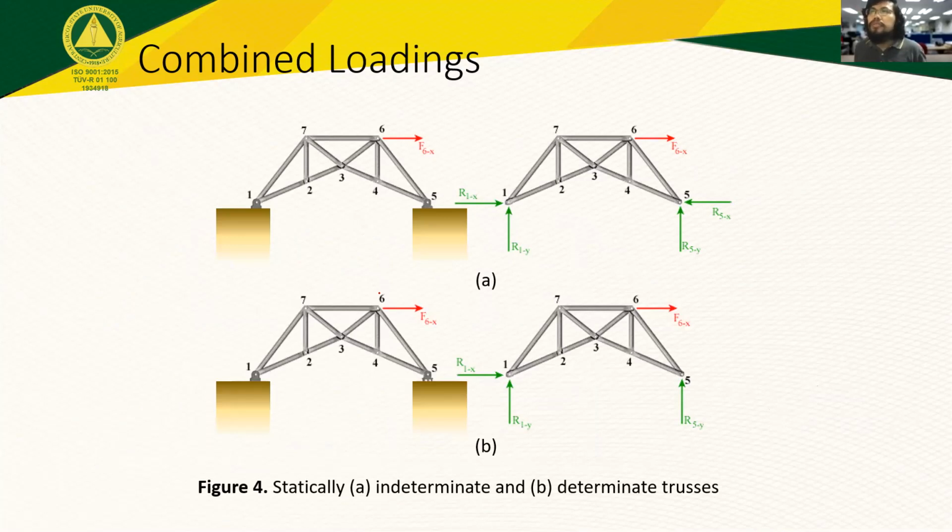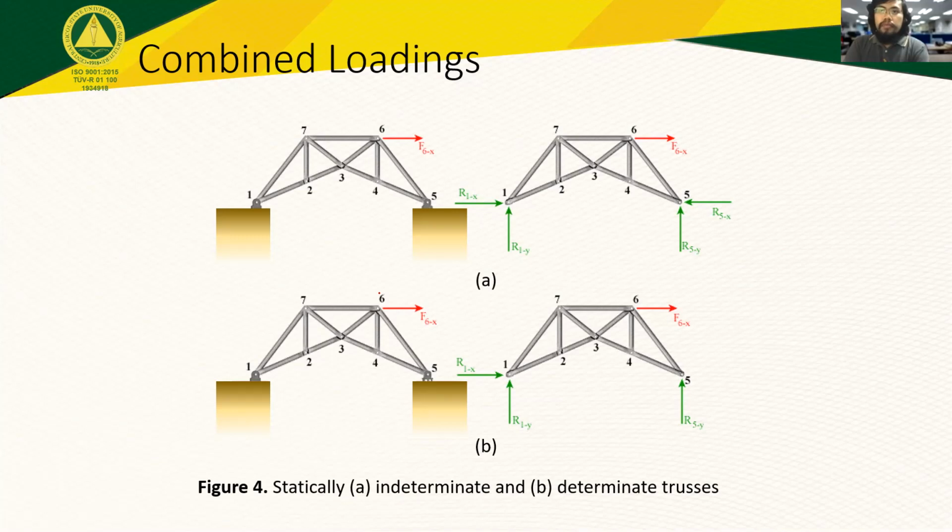Now let's proceed to the illustration of figure 4a. What we see here is a truss that has supports in points 1 and 5, both having pin connections. Since we have pin connections, we have 2 reactions for every pin, and we have 4 reactions in total for the 2 pin connections.